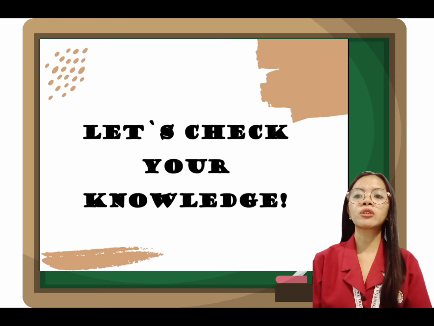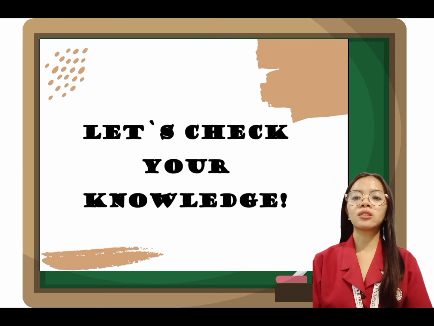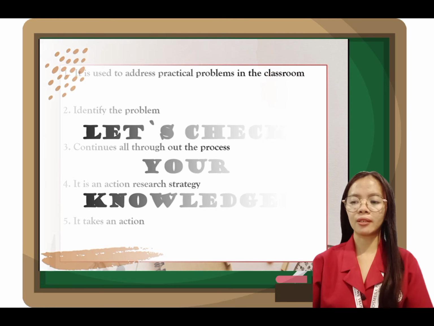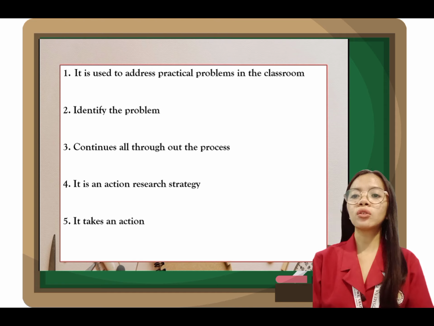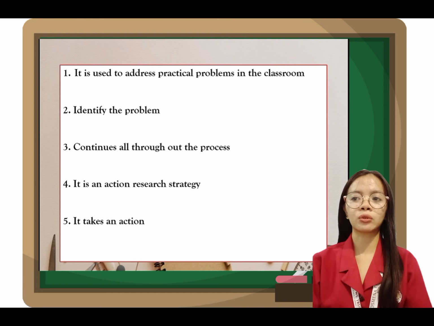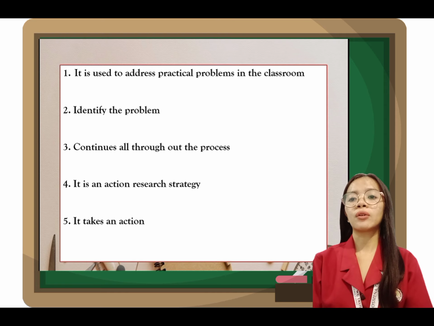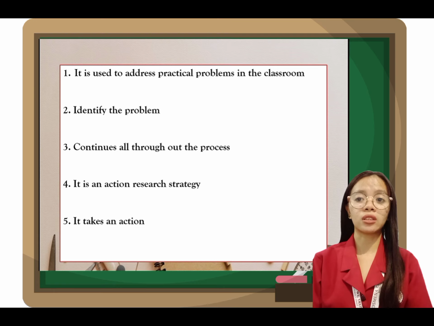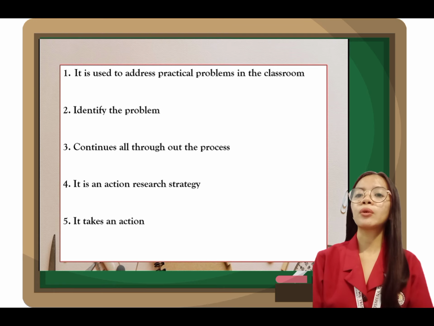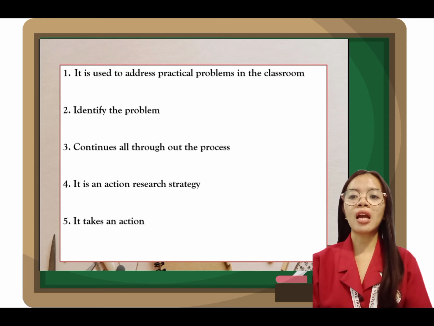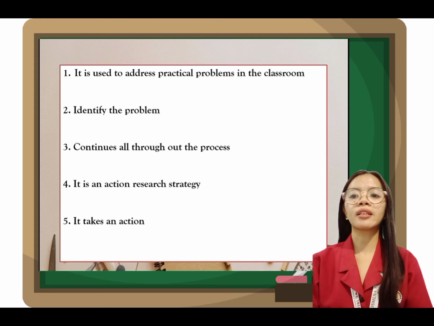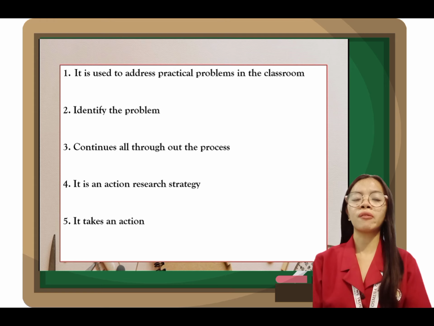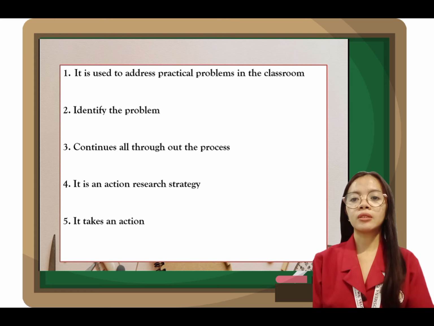Before we proceed to our discussions, let's check your prior knowledge about the topic. Number 1, it is used to address practical problems in the classroom. What is it? It is action research. Number 2, it is a guide in conducting action research in identifying the problem. It is observe or observation.